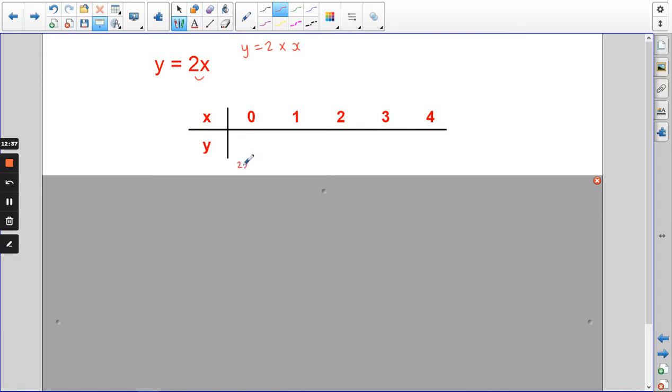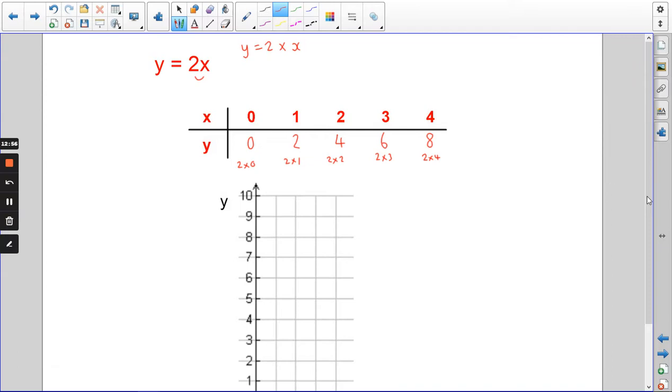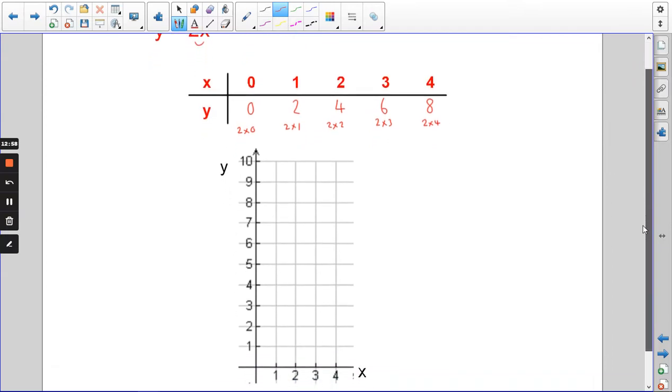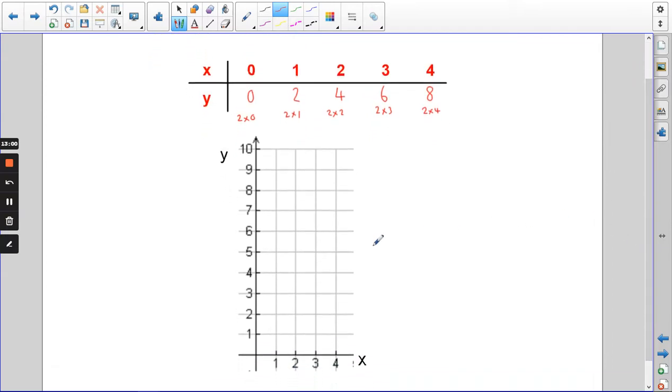So what is 2 times 0? Well, that's 0. What is 2 times 1? 2. What is 2 times 2? 4. What is 2 times 3? 6. And what is 2 times 4? 8. And then, same axes, so if you've got it printed, cut and stick it in. If you haven't, you'll need to draw. It's a bit of a pain having to draw fresh axes every time.